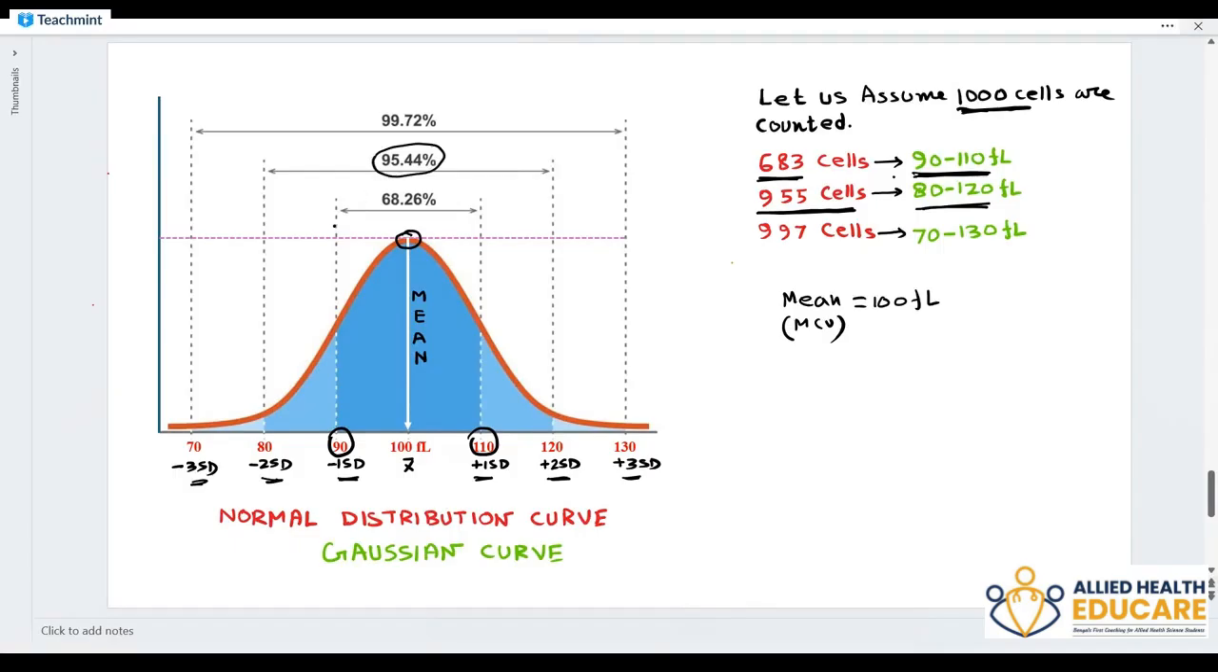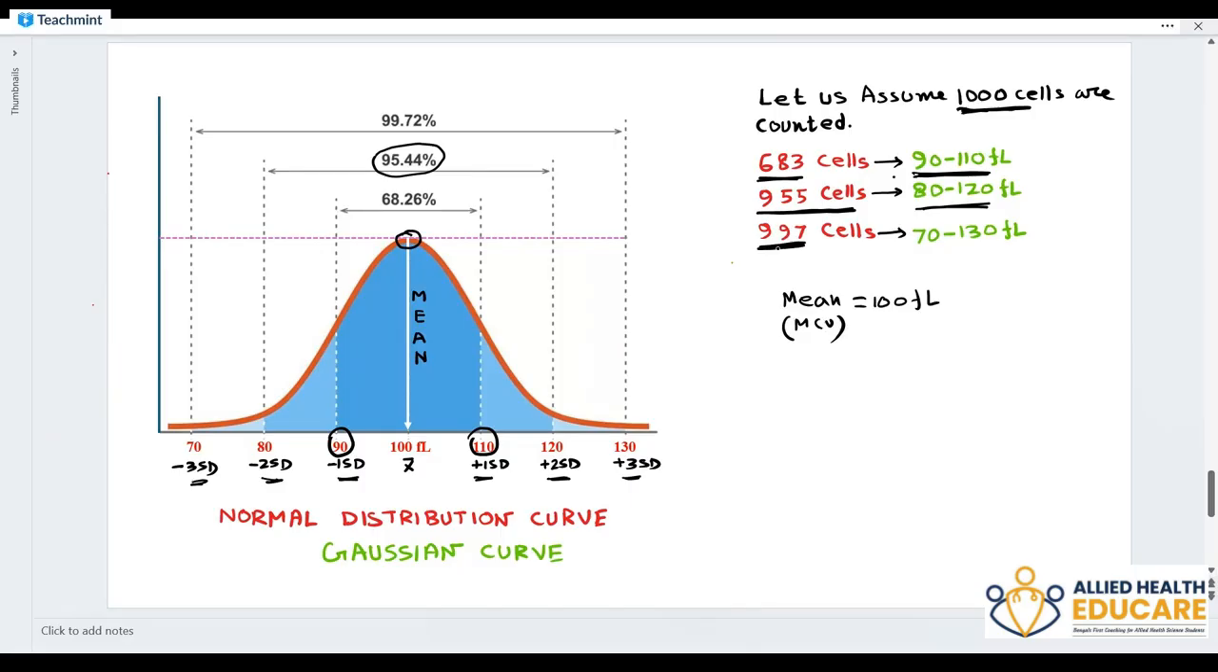95% of cells, I am rounding off all the values, 95% of cells lie in between 80 to 120 femtoliter, and 99.7% of cells lie in between 70 femtoliter to 130 femtoliter.